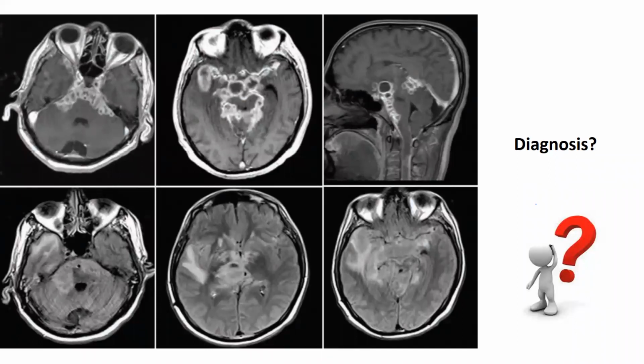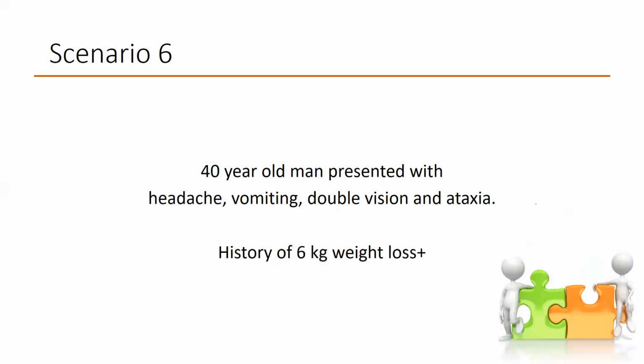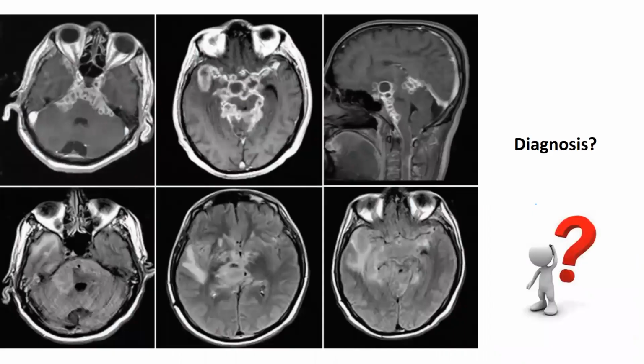Look at the patient's history. There is a 40-year-old man with features of raised ICP and brainstem involvement. There is 6 kg weight loss. Now look at the area of involvement. You focus on the findings and look at what area of the brain is affected.